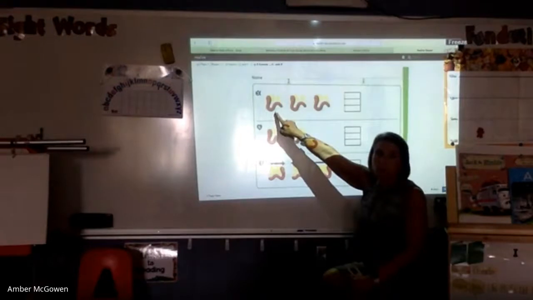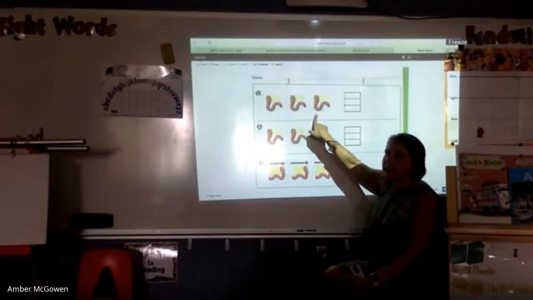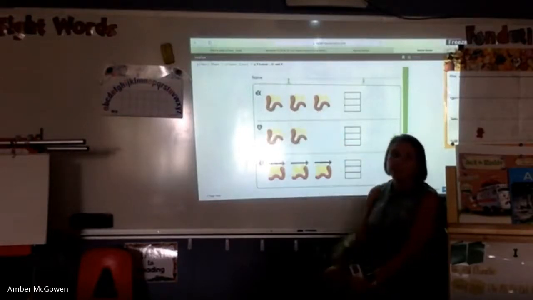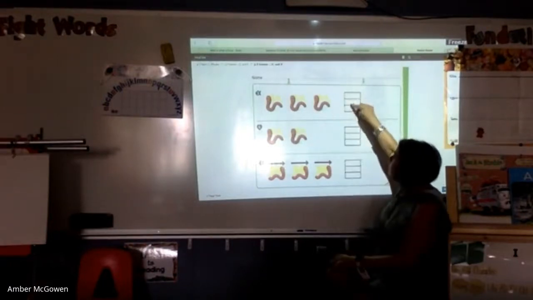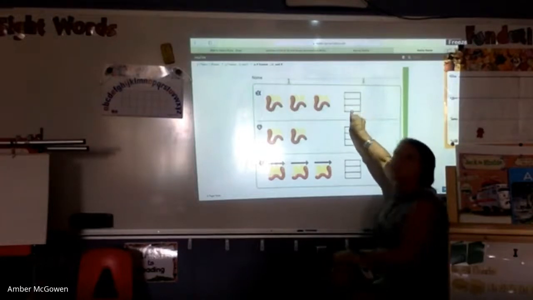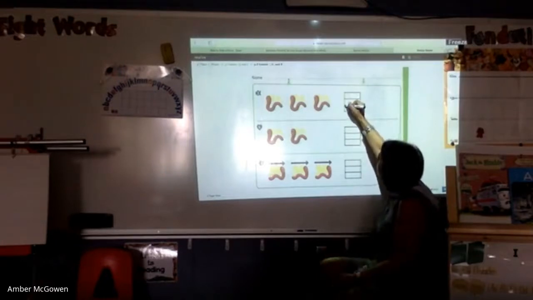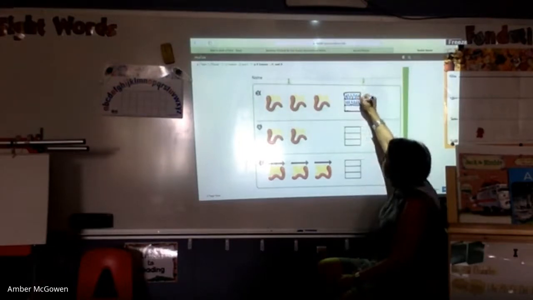So let's count our worms up here. 1, 2, 3. Let's count it one more time. 1, 2, 3. How many worms are there? There are 3 worms. So how many of these boxes are we going to color in? 3, because you have to color in 1 box for each worm. So we're going to color in 1, 2, 3. So you're going to want to color in all of those boxes.